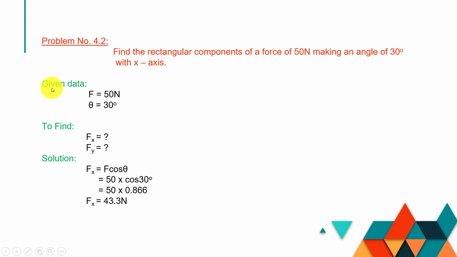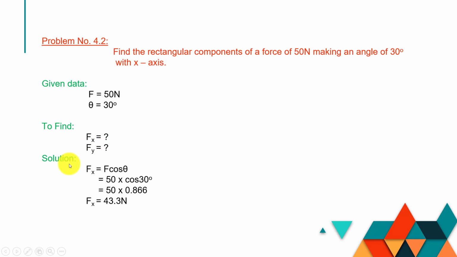So firstly we will write the given data. As we are given a force of 50 Newton, we will write it as F equal to 50 Newton. Next we are given an angle of 30 degree with x-axis, which is the direction of the force. So we will write it as theta equal to 30 degree. But we have to find the rectangular components of the force. So it means we have to find Fx and Fy.